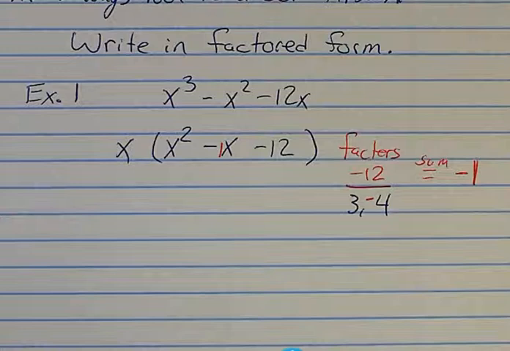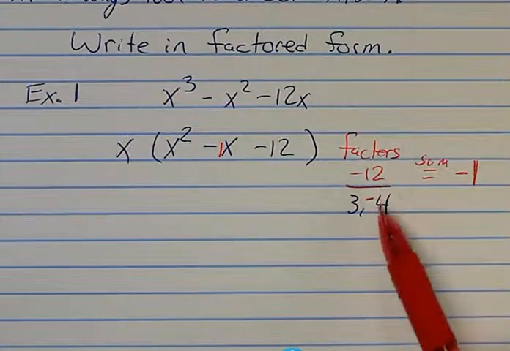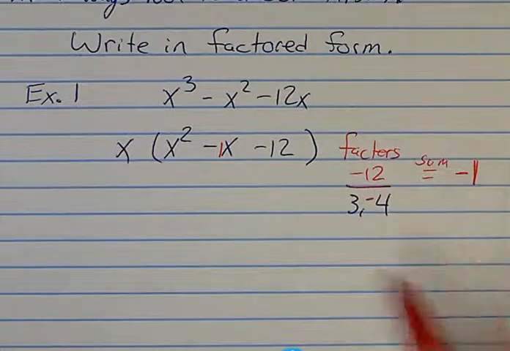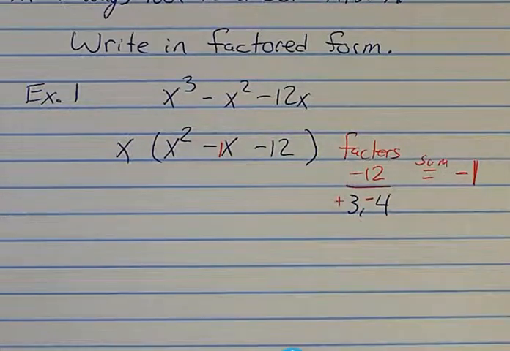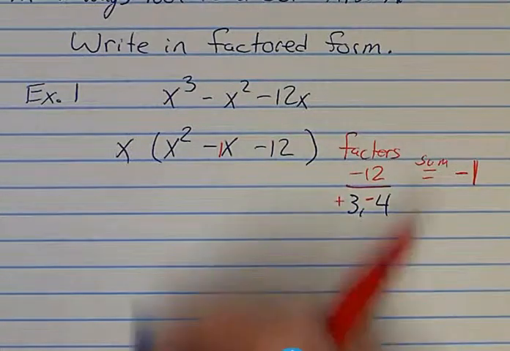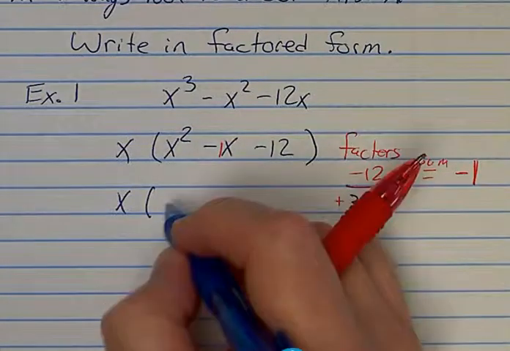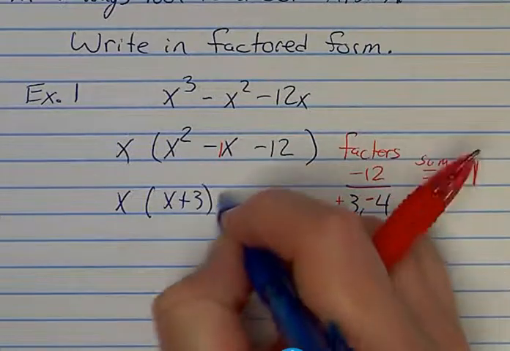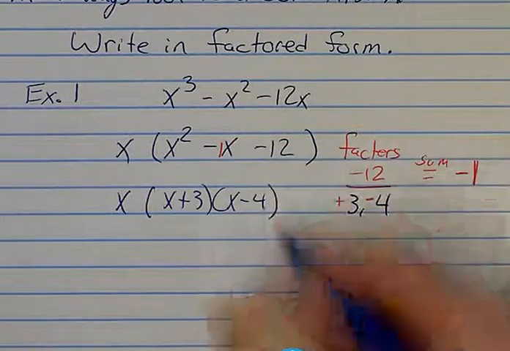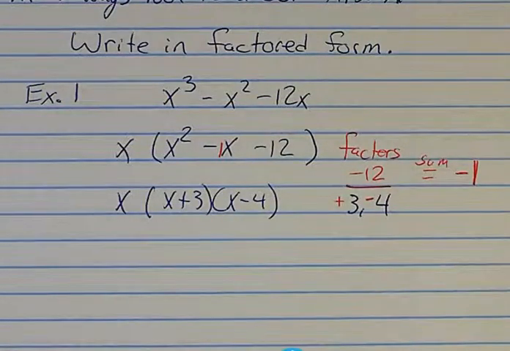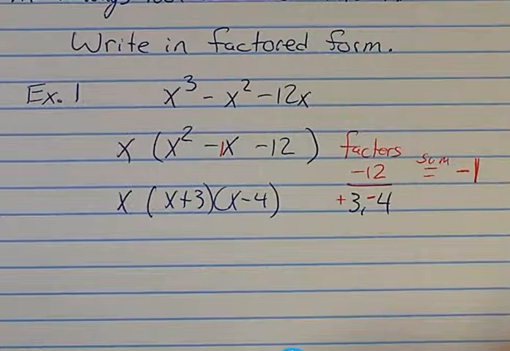There you go. And to get the other side, just divide these two numbers. Negative 12 divided by negative 4. Negative divided by negative is a positive. There you go. So we've got the x on the outside, and we've got an x plus 3 and an x minus 4. So if they ask you to write in factored form, that's what you're looking for.